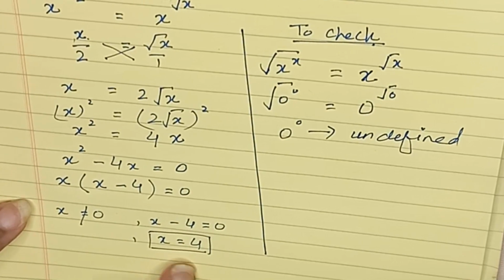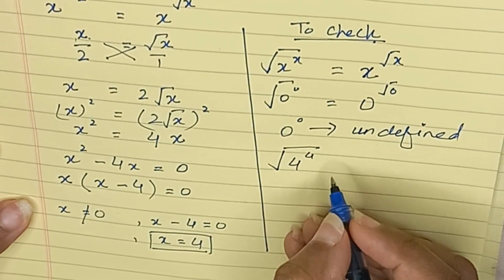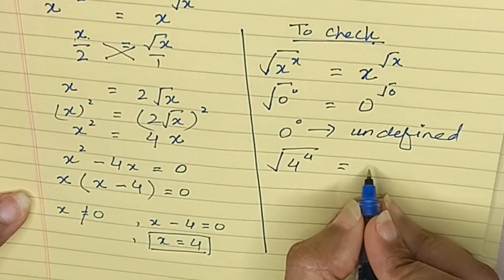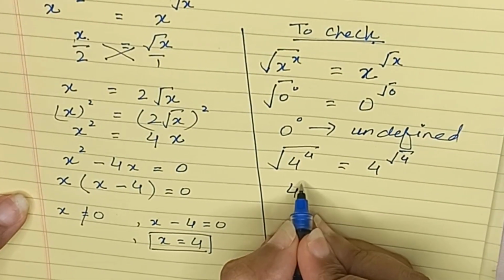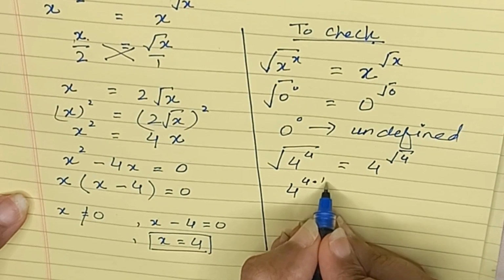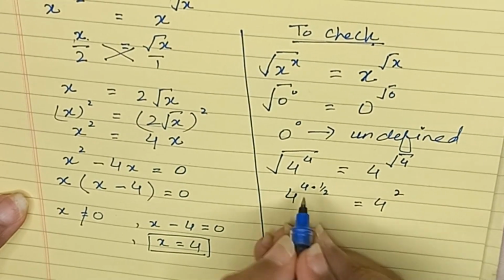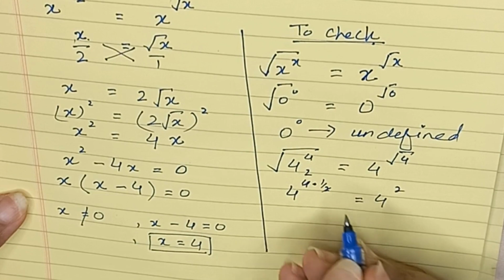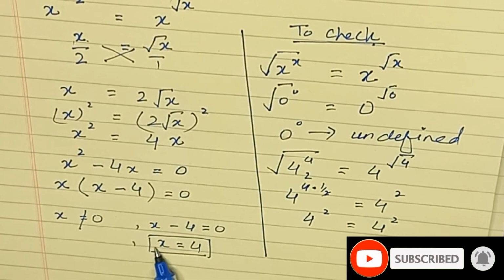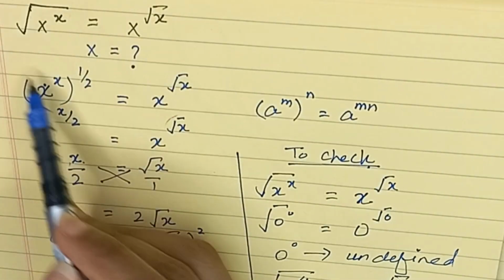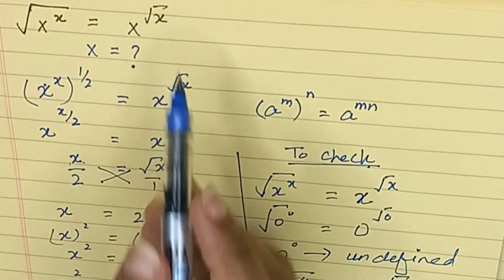Now we will check for x is equal to 4, so it will become square root of 4 raised to the power 4, which is equal to 4 raised to the power square root of 4. So 4 raised to the power 4, and square root can be written as 1 by 2 power, which is equal to 4, and square root of 4 is equal to 2. So from here, 2 times 2 is 2 times 4, 4 square is equal to 4 square. It means the value of x is 4, which satisfies our given equation, square root of x raised to the power x is equal to x raised to the power square root of x.